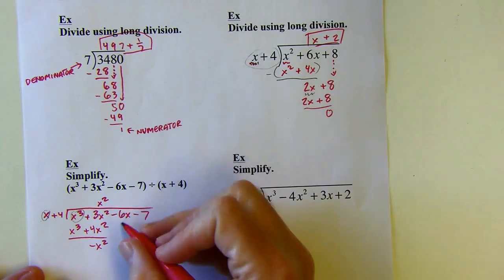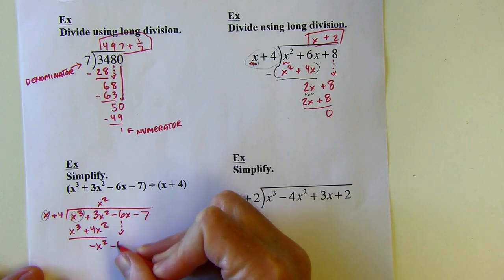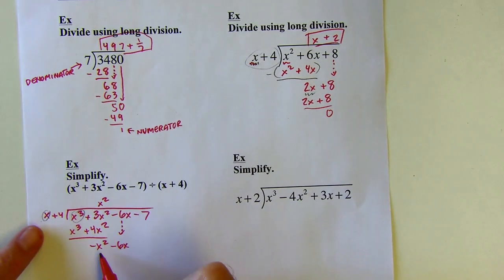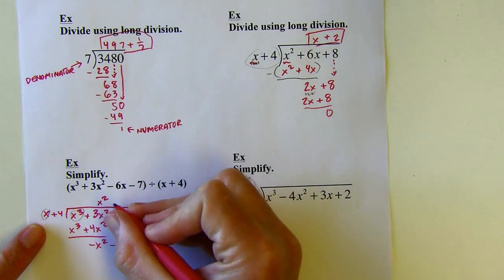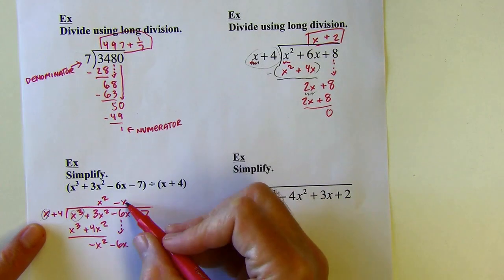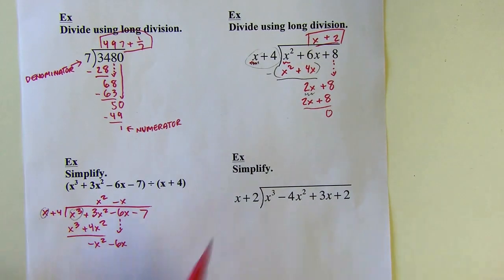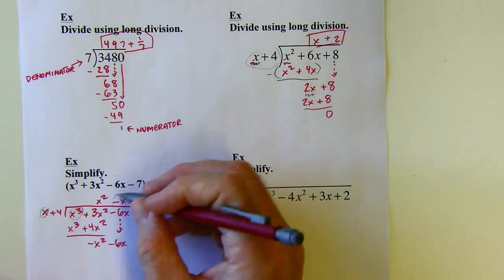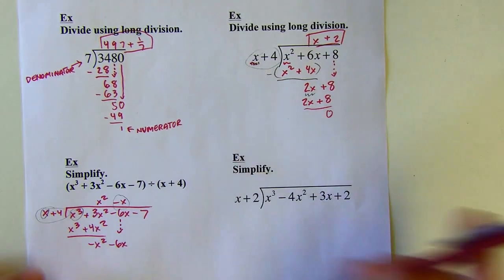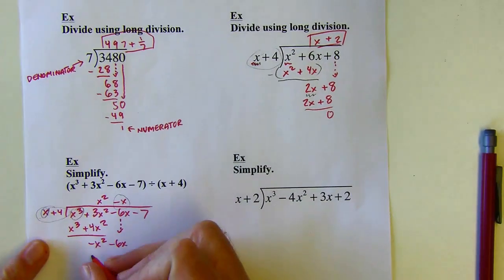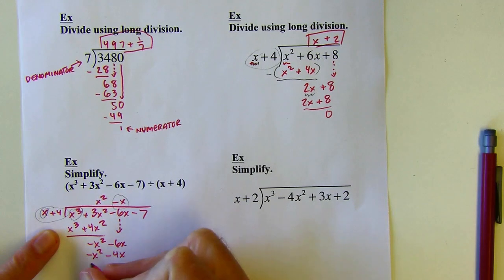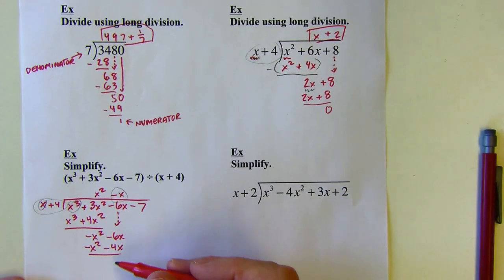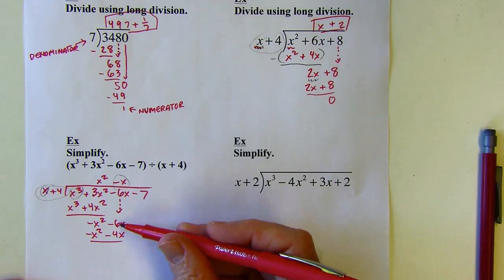Okay, pull down the negative 6x. And then I'm thinking x times what would be negative x squared? Well, that would be x times negative x. Okay, and then negative x times the binomial. So I'm taking this piece and multiplying it back by x plus 4. That gives me negative x squared minus 4x. Okay, and here especially I get people who write negative 10x down there, but nope, we're subtracting.